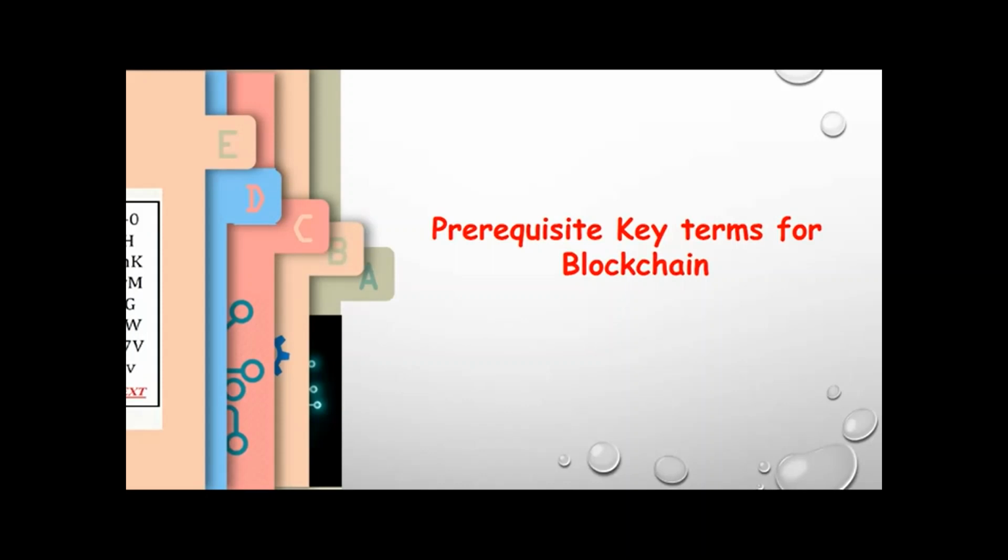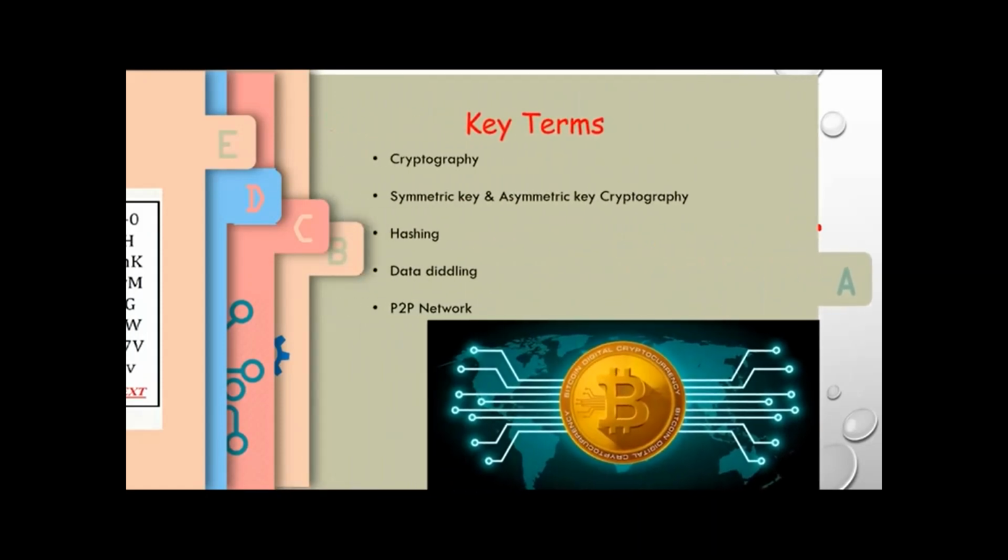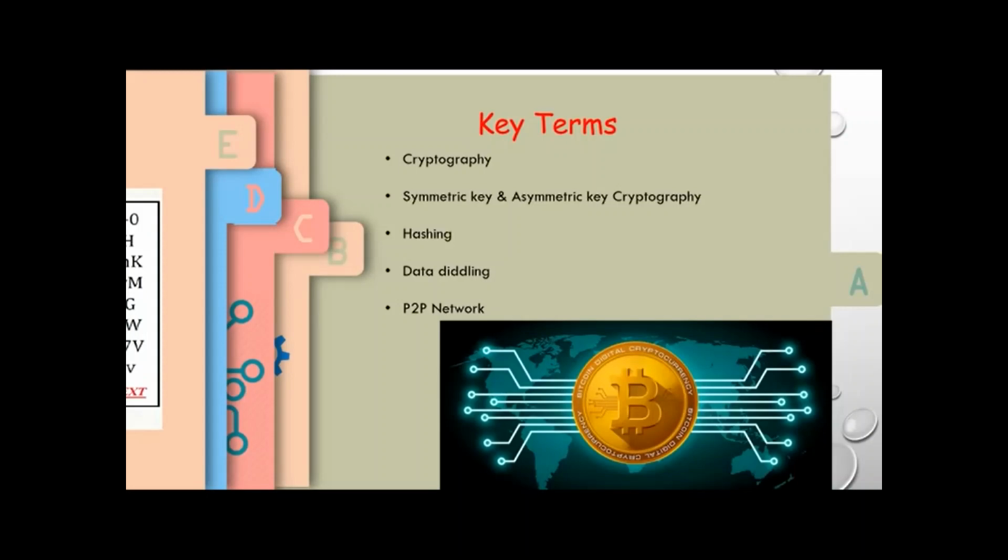In this first video, we will understand what blockchain is, what are some of the prerequisite key terms we need to understand, and how blockchain is a combination of multiple singular elements. So first of all, the most basic elements of blockchain are cryptography, symmetric key and asymmetric key cryptography, hashing, data dealing, and P2P network. We'll go deep into all of these topics as we progress in the slides, because to understand blockchain you will have to be very clear with these topics.